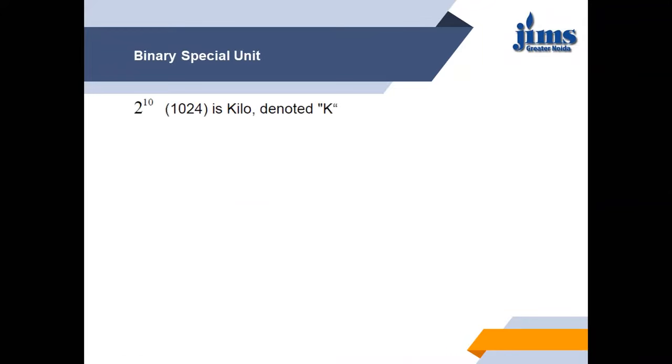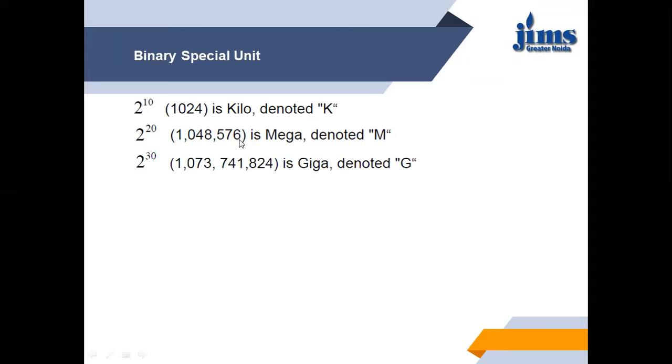Now binary special units: 1K equals 2 raised to the power 10, that is 1024. Mega, when you talk about storage, the megabyte, MB. So 2 raised to the power 20 is mega, that is equivalent to 1048576. That is the value of mega. Then giga is 2 raised to the power 30, that is 1073741824, denoted by capital G. Tera, nowadays the memory of your computer hard drive is in terabytes, TB. So 1T is 2 raised to the power 40.